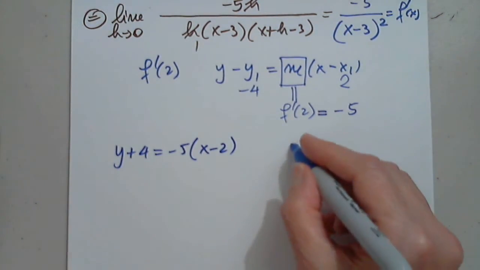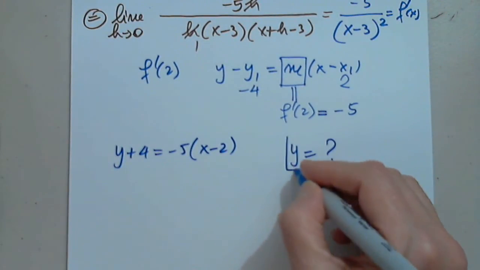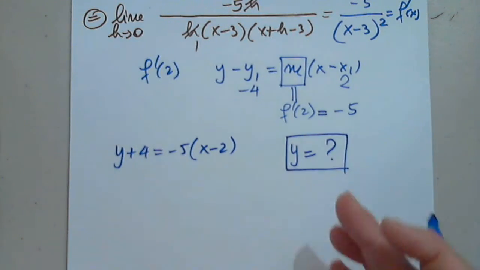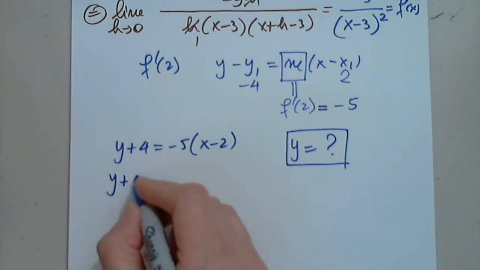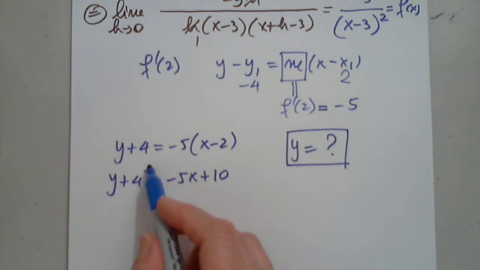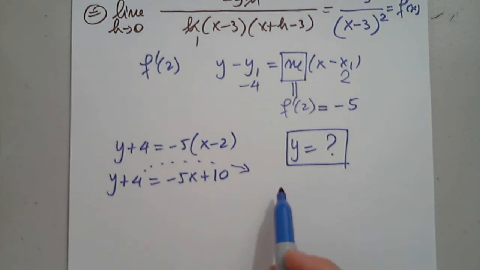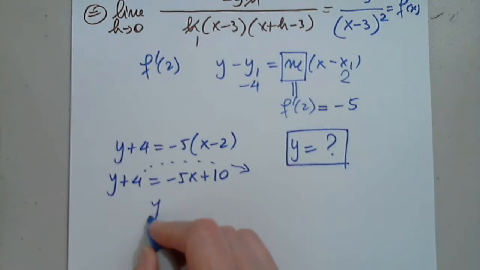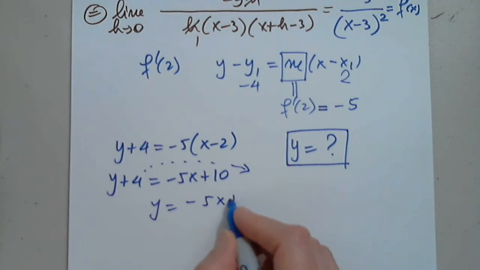I always have to solve for y. This is what we are always looking for in determining the equation of a line. So y plus 4 equals negative 5x plus 10. And I have to move 4 to the other side. It becomes negative. So then y equals negative 5x plus 6.